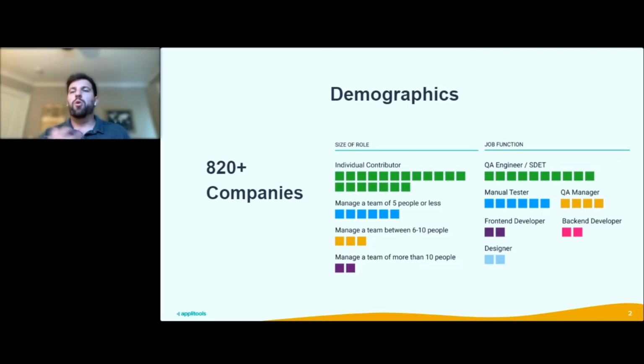Also job function. Most people were QA engineers or an SDET, software developer in test, writing automation scripts, probably about 40% or 45% of respondents. Manual testers were next, so still a pretty broad manual testing group. We'll talk a little bit about test automation scripts in general and what percent companies are automating. And then we had a smattering of different roles, which is great to see.